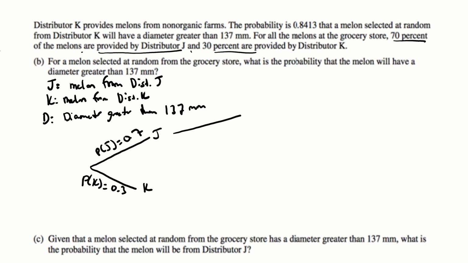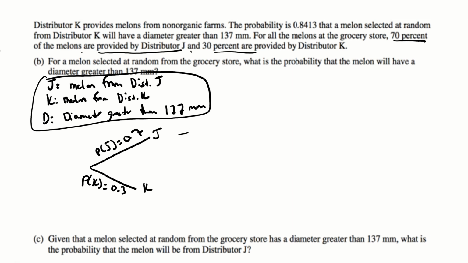And then we have, let me put this in a box here. So then we got, okay, so now if 70% are from J, and then they're either going to be greater than or not greater than 137, right? Because we want the probability that the melon will have a diameter greater than, but we're going to just kind of show you both. This is just to kind of organize it for you guys.